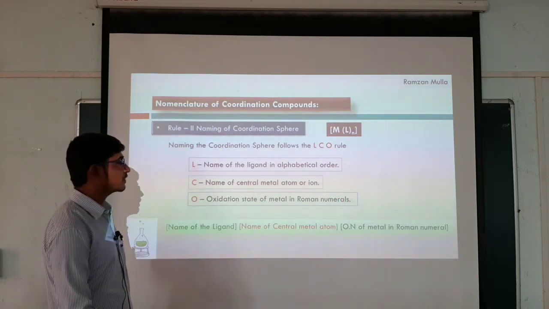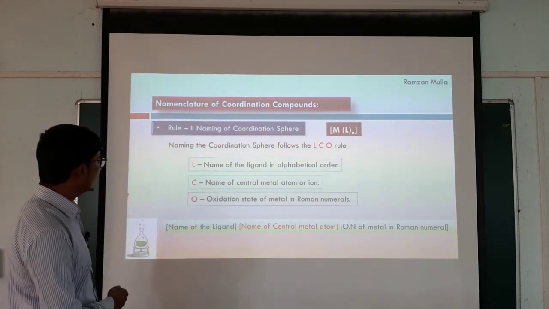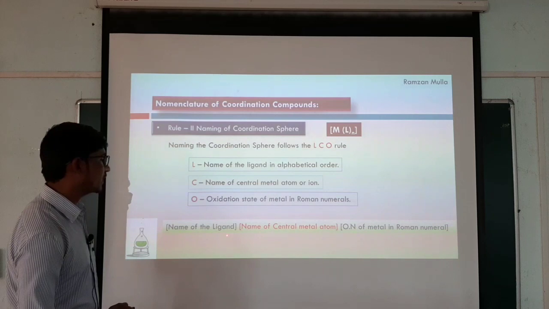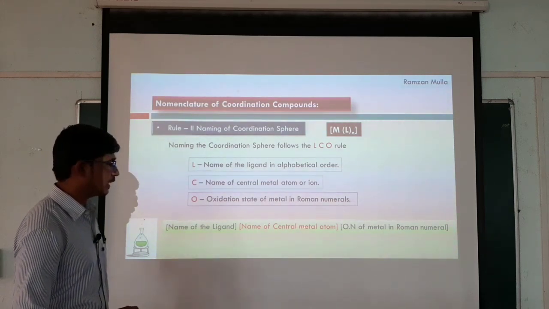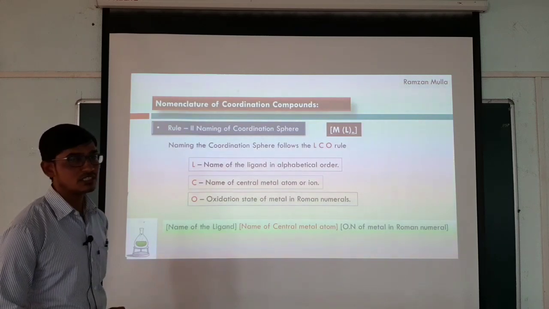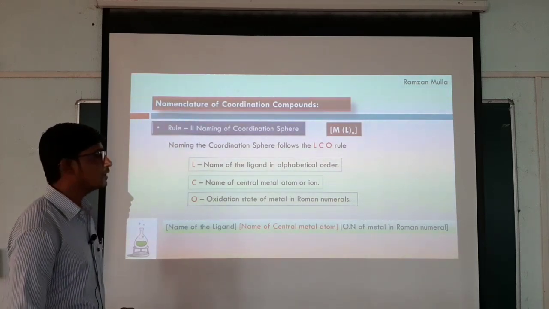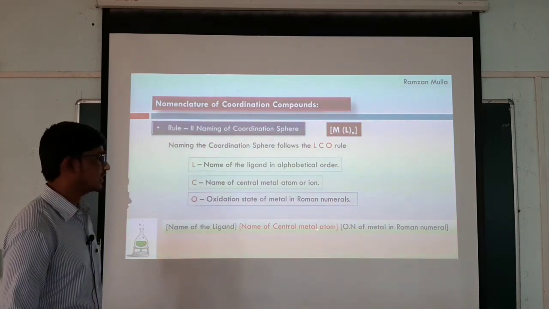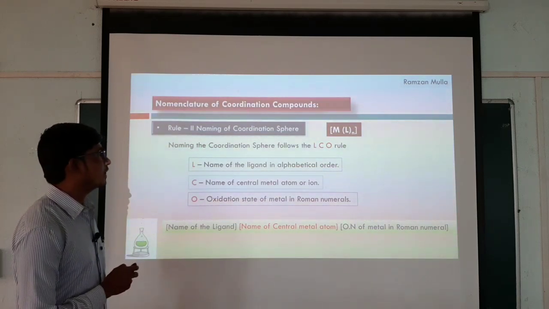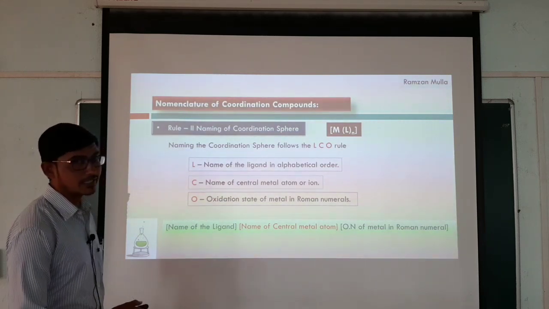So here we have the sequence of writing the name of the coordination sphere. First we have to write the name of the ligand. After that we write the name of the central metal atom, followed by the oxidation number of the central metal ion in Roman numerals. Always remember this sequence while writing the name of the coordination sphere. This is all about the second rule.